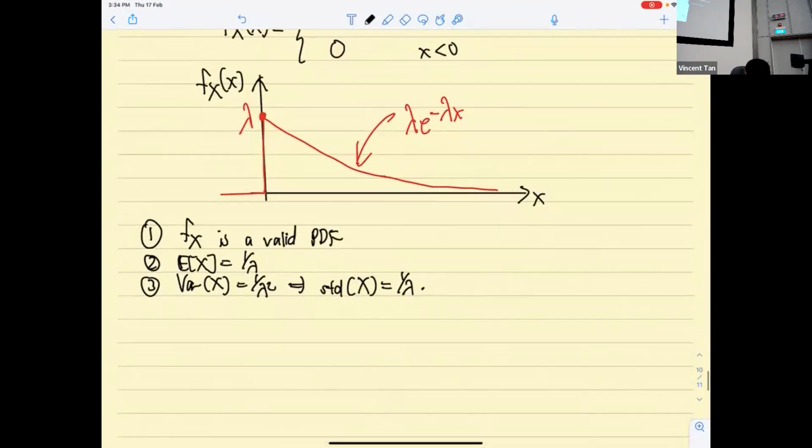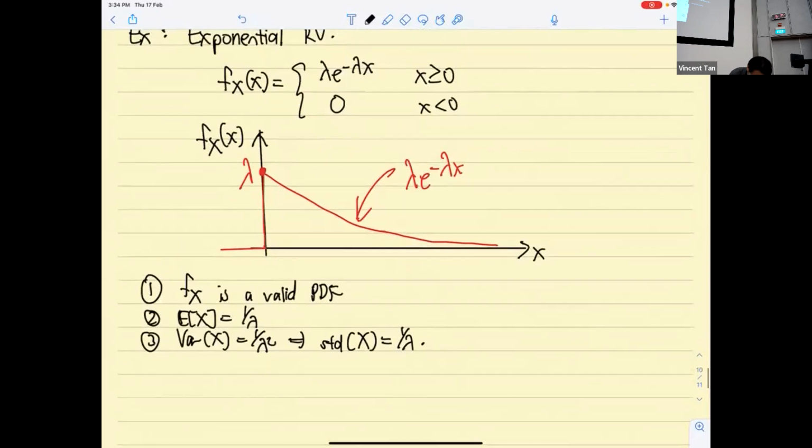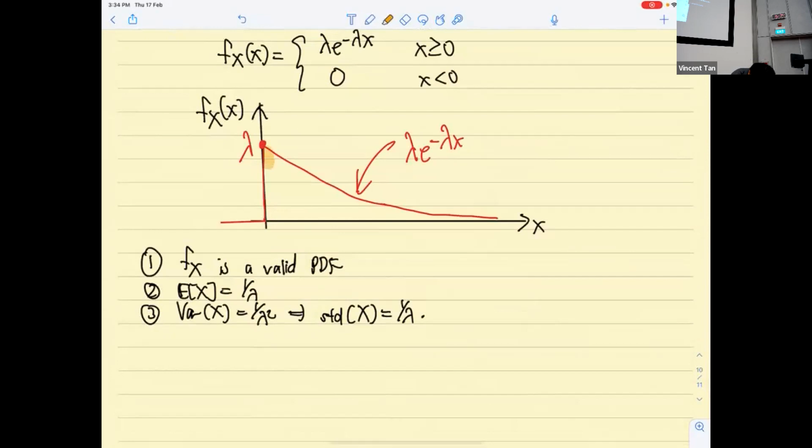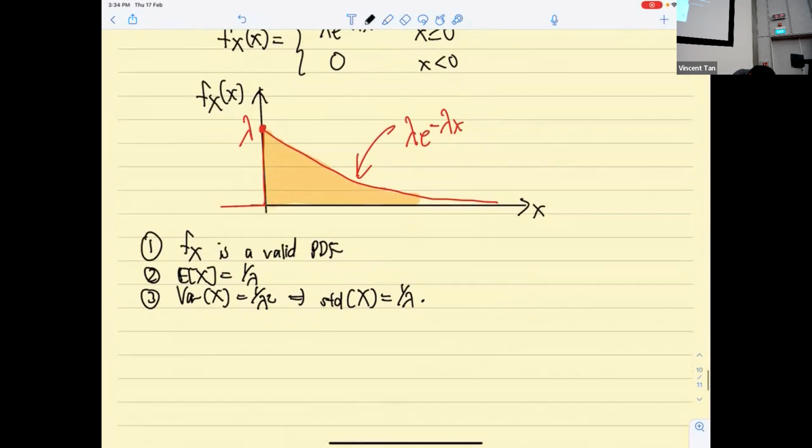Okay, so now we want to show these three things. First, this is a valid PDF. So we need to check that the area under this graph is 1. We have to do some integration. If you like integration, this is a fun exercise for you. If you don't, this is very painful. So we integrate f_X(u) du, which is lambda e to the minus lambda u du.